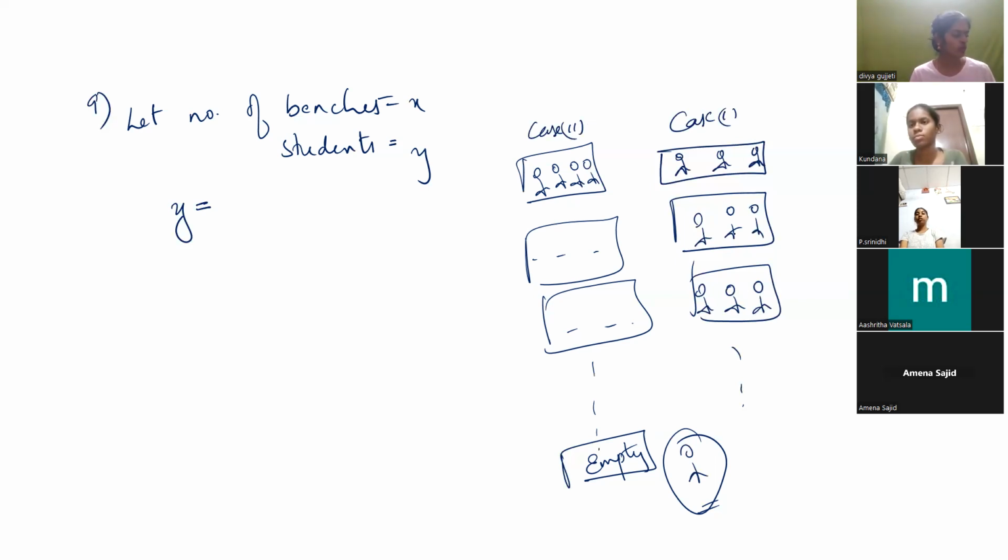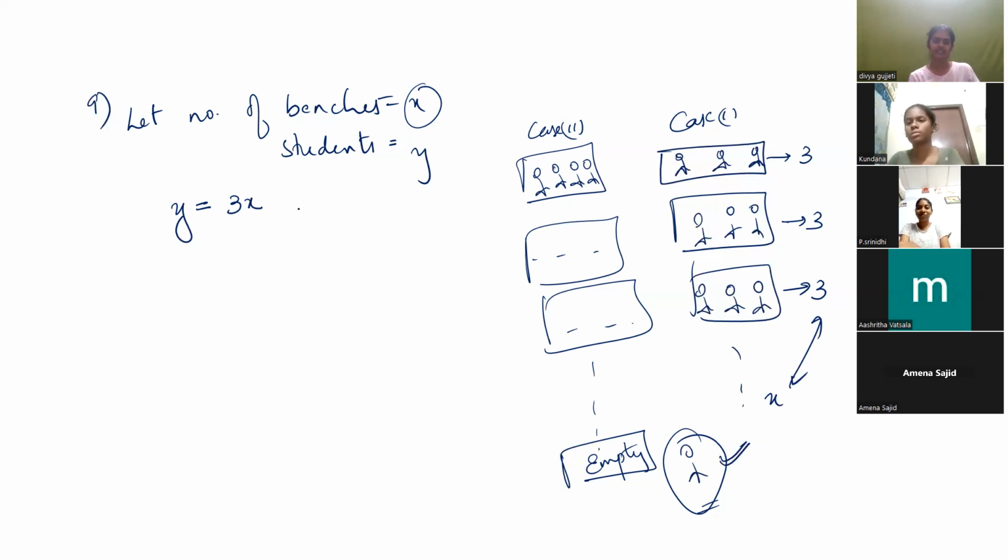In case 1, the students are arranged 3 in a bench and 1 student is left over. So in each bench 3. If there are X number of benches, how many students are there in the benches? 3X. Very good. So 3X students will be there in the benches, X benches into 3. And this one student is left over, so let us add him here.